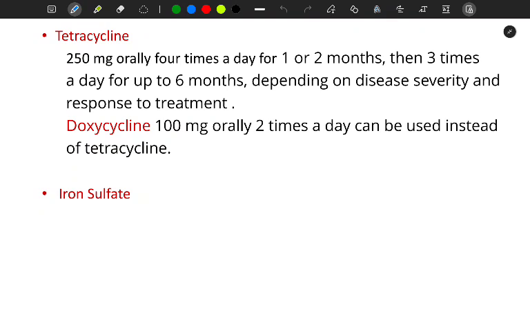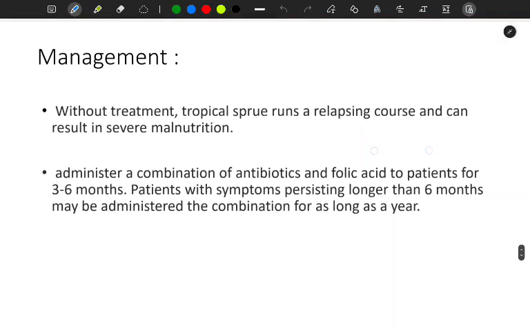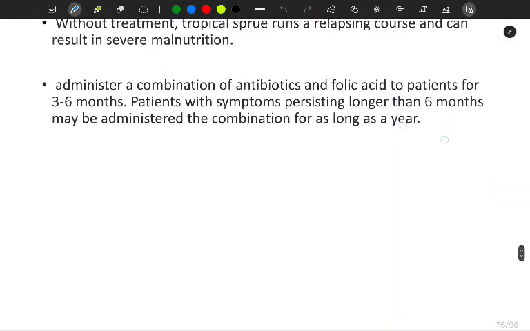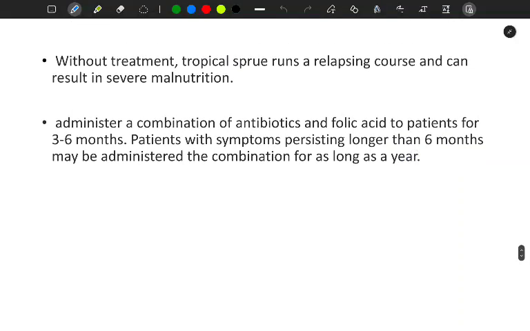Maybe we substitute the doxycycline 100 mg twice a day. Again, if there is no response or only an okay response, you might extend it to 1 year. Without treatment, tropical sprue runs a relapsing course until severe malformation happens.